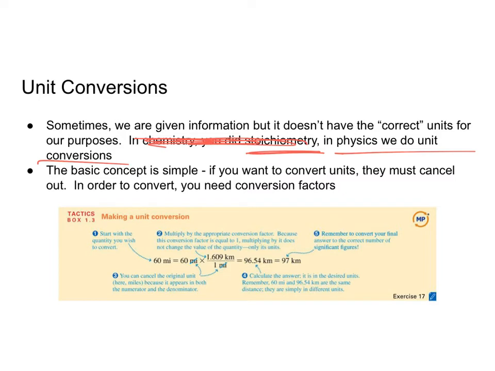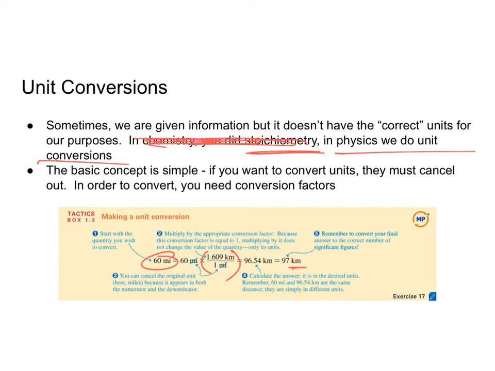So here's a really basic example. If I want to convert units, I need to set up what are known as conversion factors to get from one unit to another unit, to cancel out those units to go from one unit to the next unit. So here I have 60 miles. If I want to know what 60 miles is in kilometers, I need to set up what's called a conversion factor. So this guy right here, my 1.609 kilometers in 1 mile. That is our conversion factor.